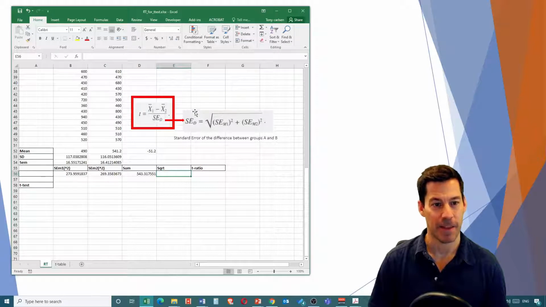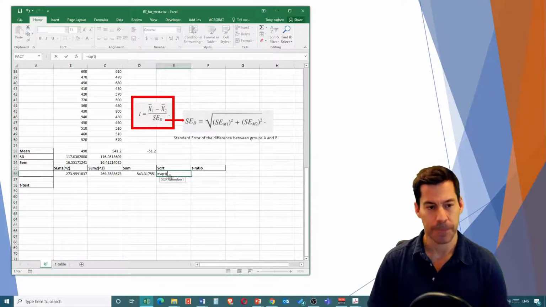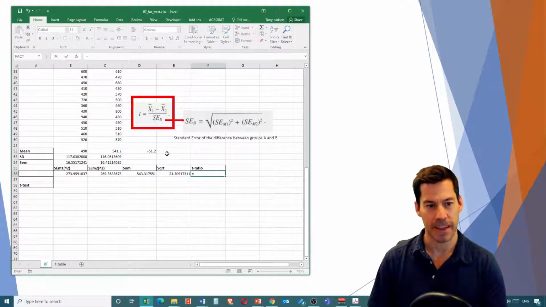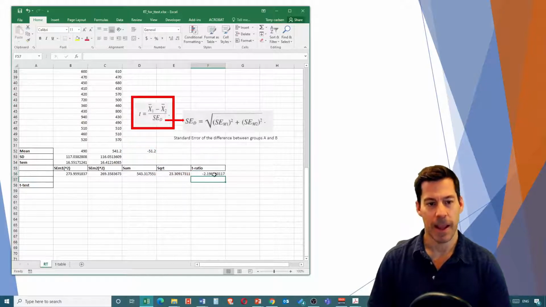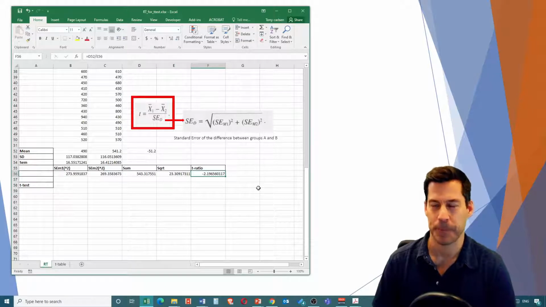Now that's going to give me this whole bottom function. You can see it's really easy, right? So equals SQRT of this value is 23. Now we can see right away my t ratio is equal to this difference between the means divided by the standard error of the difference. And again, t ratio of negative 2.19.